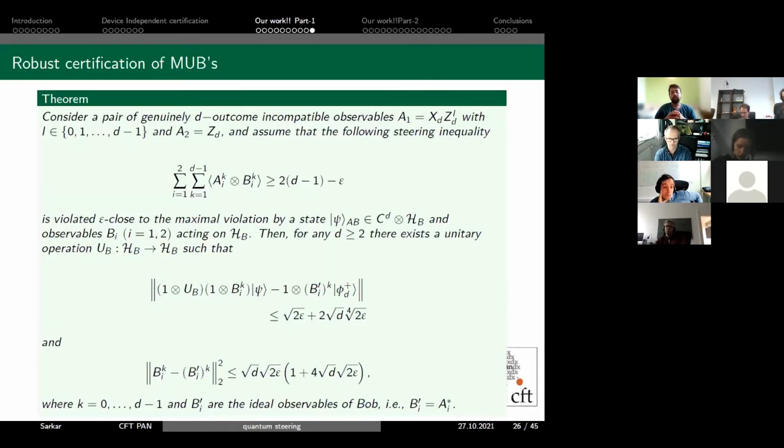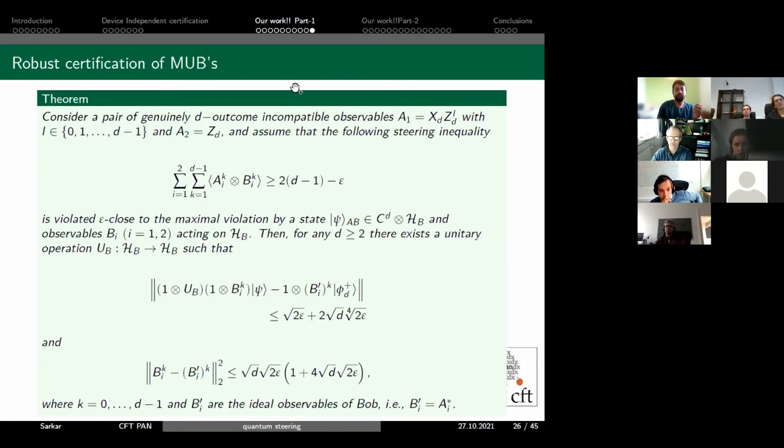Now we also went on to prove the robustness statement for MUBs belonging to prime dimension. For this, we take a simpler scenario where Alice performs 2 measurements and Bob also performs 2 measurements. One of Alice's measurements is Z, and the other measurements are the mutually unbiased bases. For prime dimension, you can see that all the mutually unbiased bases are given here. But for non-prime dimensions, we don't know all the mutually unbiased bases.